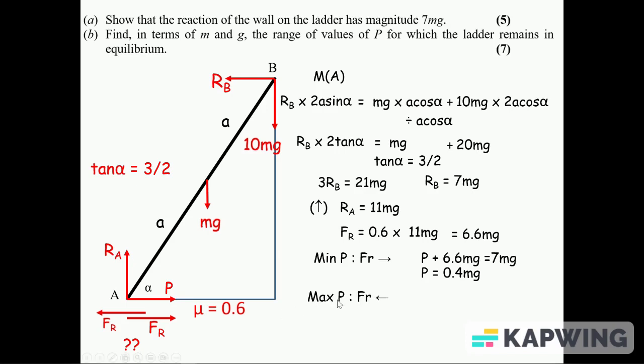Now for the maximum value of P, the friction is going to be going to the left because P is really big now and the friction is opposing it. And if we look at the horizontal forces again, we've got the P, which is going to the right, equals the friction and the RB, which are going to the left. And that's 6.6 plus 7 mg, which is 13.6 mg, giving us a range of possible values of 0.4 mg to 13.6 mg.